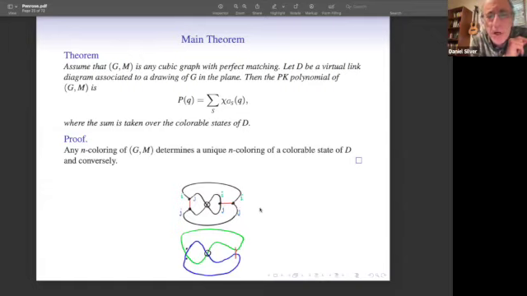The proof of this is remarkably easy. Here's a picture just to give you the idea of the way it goes. At the top, I've got the cubic graph. At the bottom, I've got the colorable state. Suppose I were to color the cubic graph, I and J. There's an I here. You can see I didn't write it in. There's an I here. So there's an I here and there's an I here.